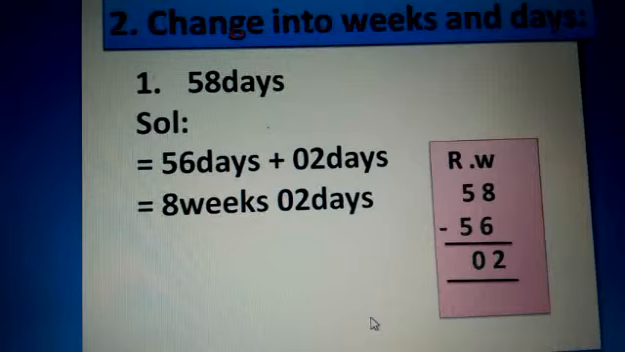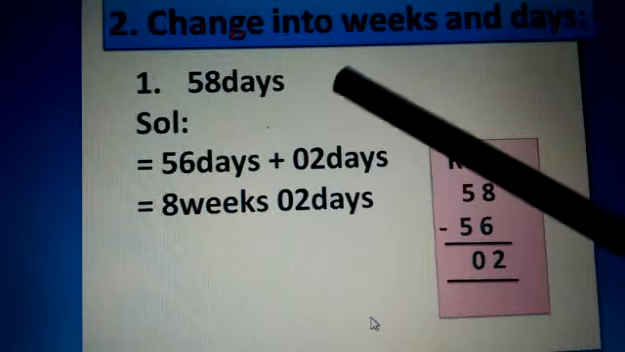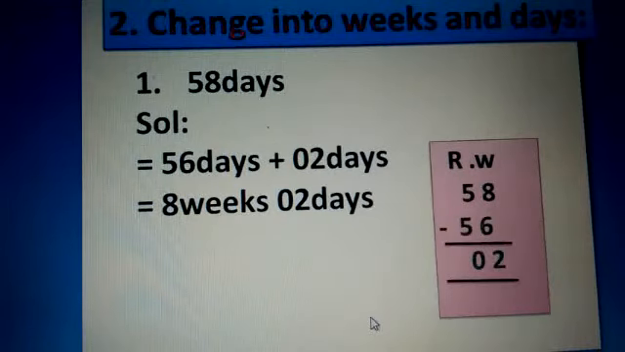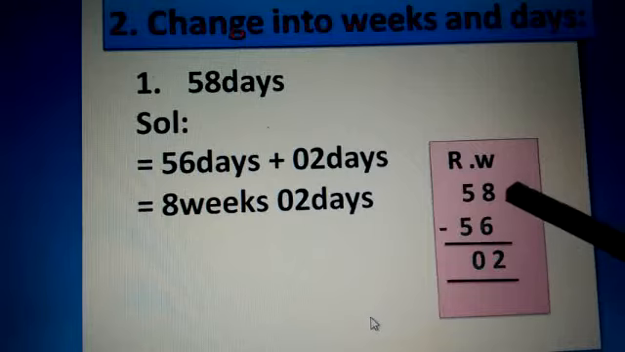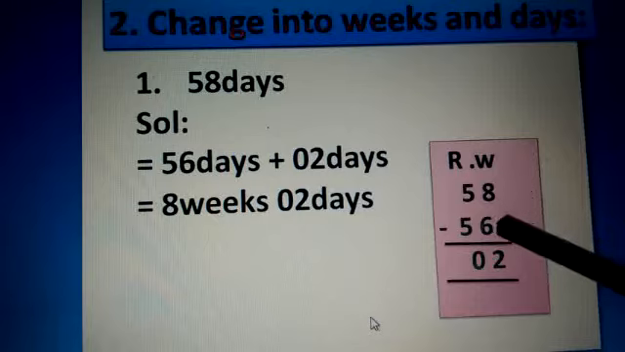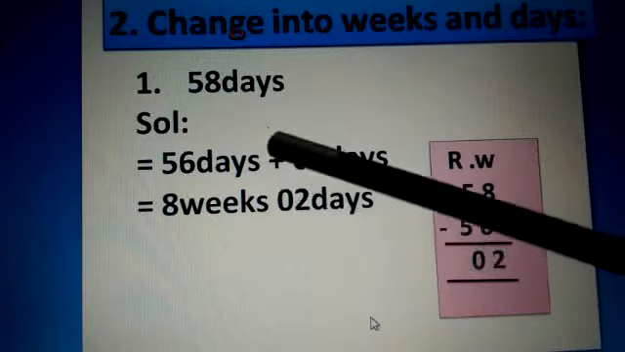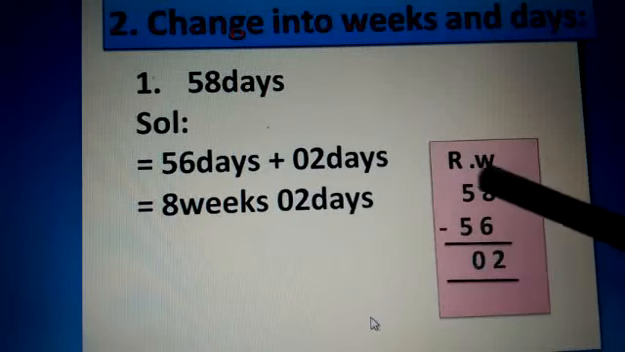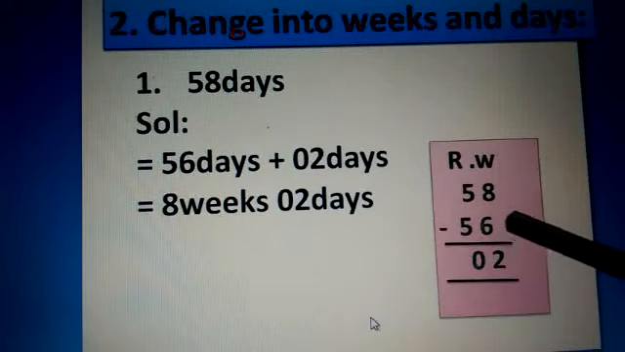So we will use the smaller number than 58. So 56 is the smaller number than 58. So we will put 56 days. After that, we will put the sign of addition. Now we have to do some rough work. First of all, we will write the question, which is 58, and after that we will write the number which is written on the first line, 56. So we will write 56 under the 58.